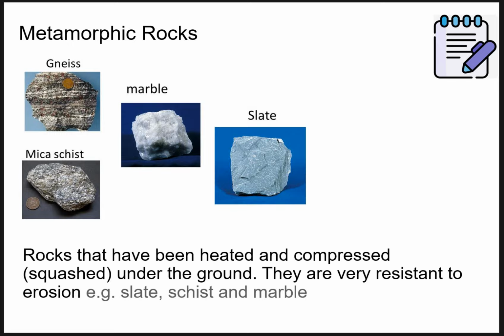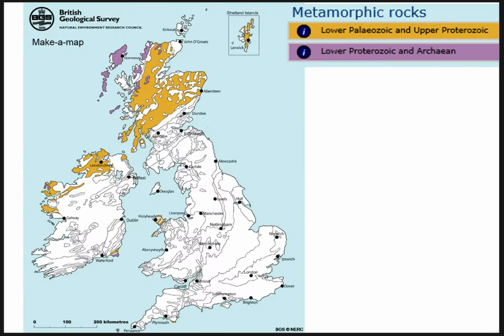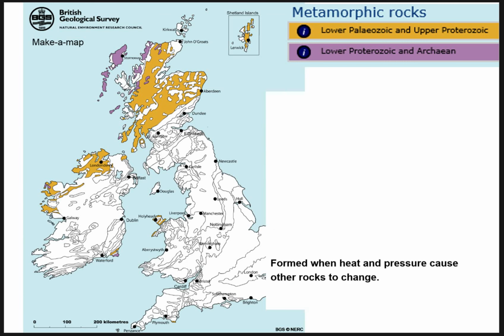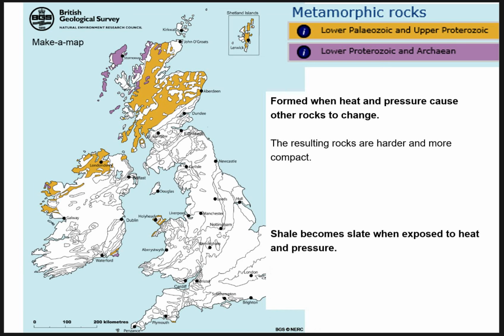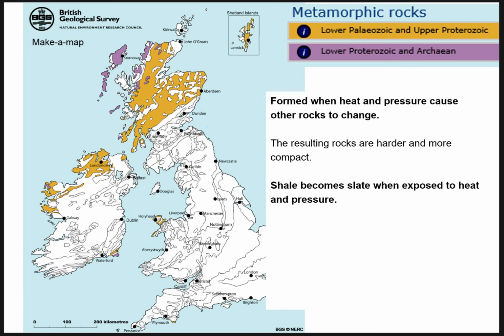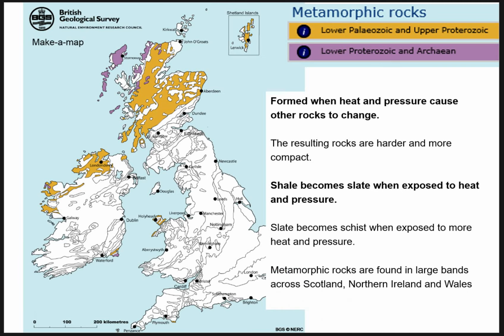Some examples of that: slate, schist, marble. If you look at your table, that's where you need to fill that in now as examples. So our metamorphic rocks are formed when heat and pressure cause other rocks to change. And these rocks are harder and become more compact. Shale becomes slate when exposed to heat and pressure, and slate becomes schist when exposed to more heat and pressure.